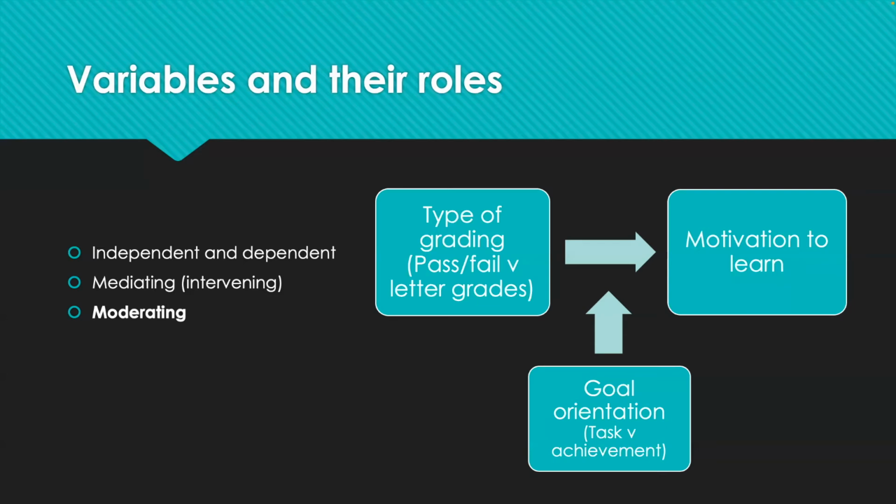the type of grading system you have in an educational setting, so pass-fail versus letter grades, can positively or negatively impact motivation to learn. But you might also hypothesize that that relationship differs depending on whether students are task or achievement oriented. So, for example, someone who's task oriented would probably thrive and be more motivated in a pass-fail system than in a letter grading system. However, someone who's achievement oriented, focused on grades, may be more motivated to learn in a letter grading system. So goal orientation serves as a moderating variable of that relationship.